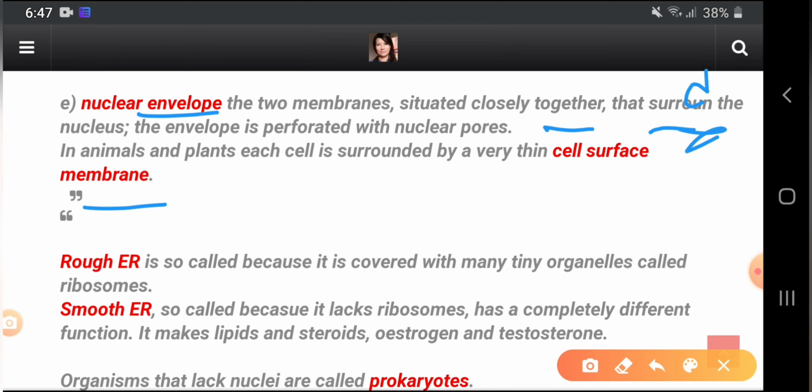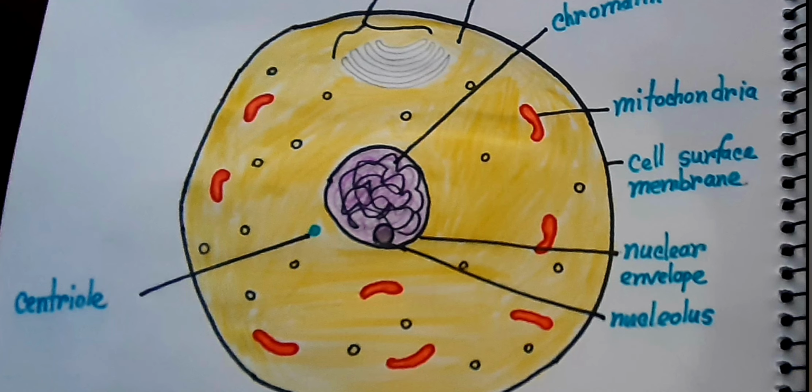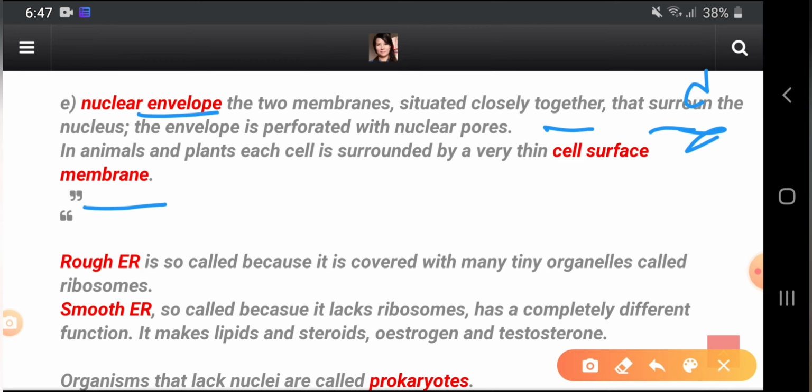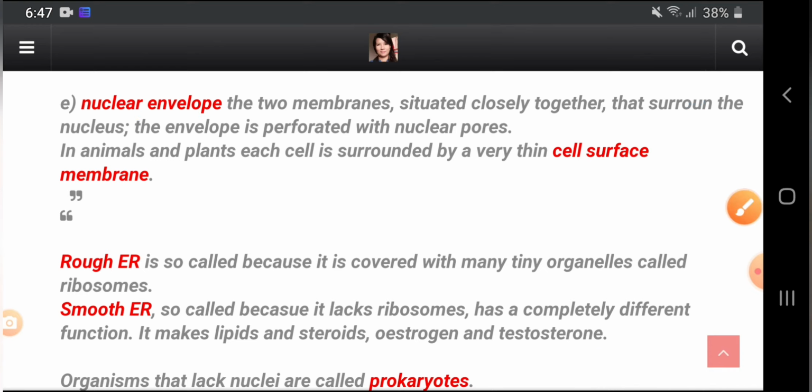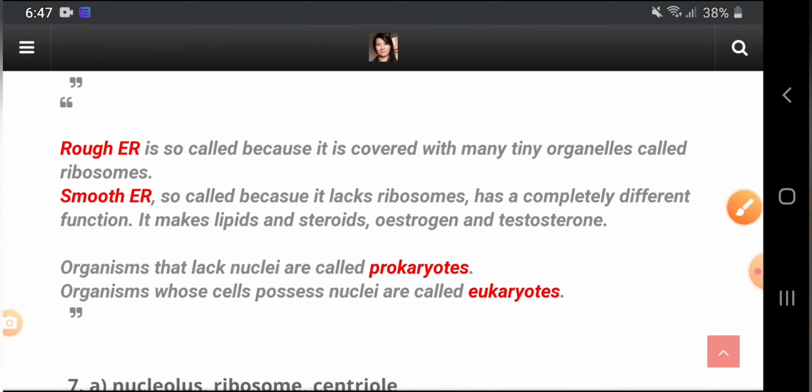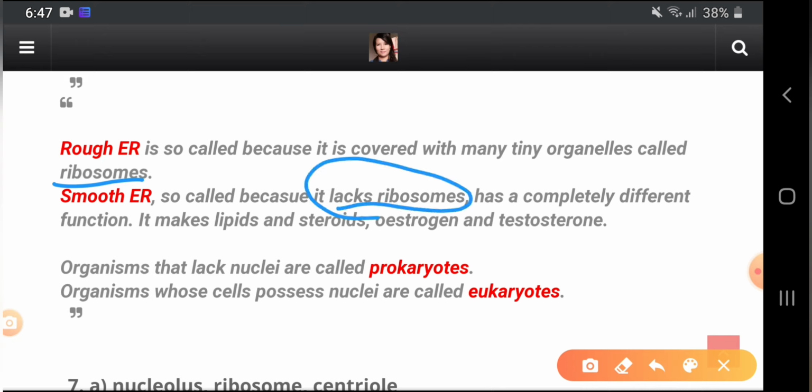The nuclear envelope is perforated with nuclear pores, and in animals and plants each cell is surrounded by a very thin cell surface membrane. What is the difference between rough ER and smooth ER? Rough ER is called that because it's covered with very tiny organelles called ribosomes. Very important, ribosomes. And smooth ER is called that because it lacks ribosomes and has a completely different function.